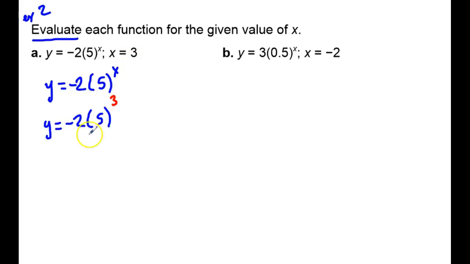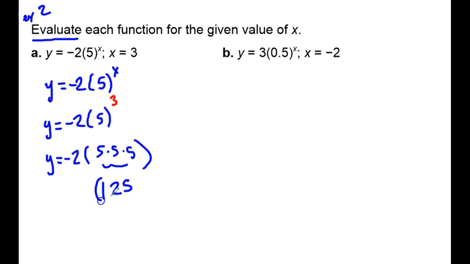Now I'm given this math problem, and I know I always have to do exponents first. So I know I really have something that looks like this, times 5 times 5 times 5. This exponent just tells me how many numbers go here. So 5 times 5 is 25, times another 5 is 125. That goes in my parentheses, and I always want to use my parentheses. Now I can go ahead and multiply by that negative 2. So I end up with negative 250. Here is where I've fully evaluated by replacing that x with the 3.